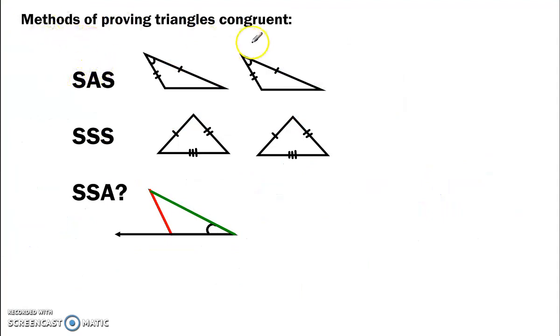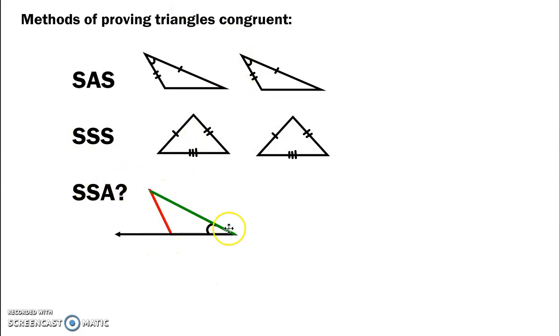So we've learned a couple methods of proving triangles congruent. We've learned side, angle, side. It's important that it's the included angle. That's why this is in the middle between the two. Side, angle, side. We just learned side, side, side. Those are congruent. What about side, side, angle?